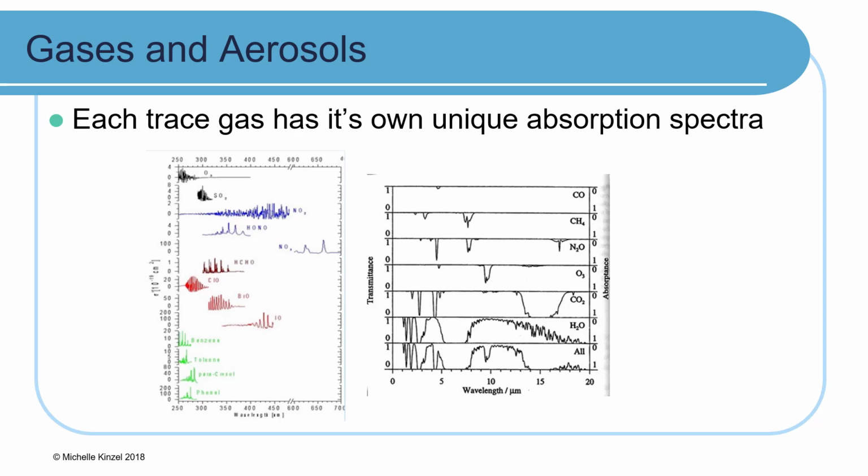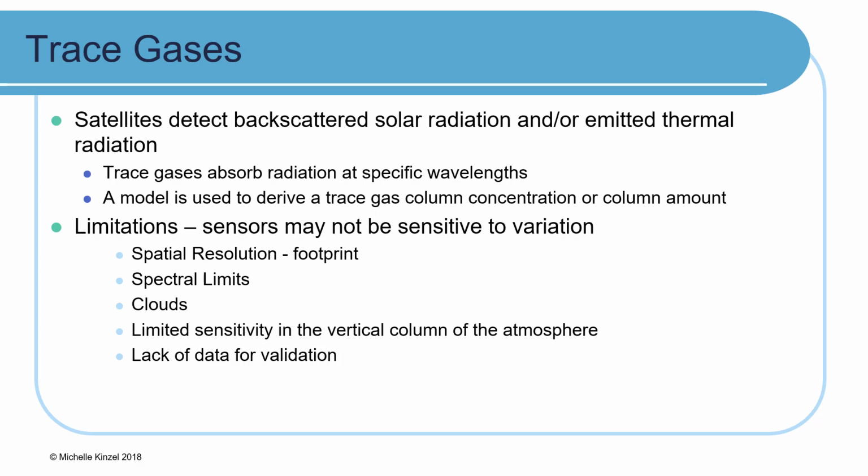So every trace gas has its own unique absorption spectra, which are represented here by these graphs. And you can see that there are troughs and peaks, and the troughs are windows of absorption. So with trace gases, satellites detect backscattered solar radiation and or emitted thermal radiation.